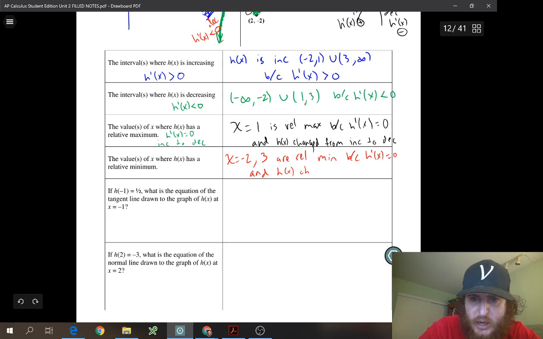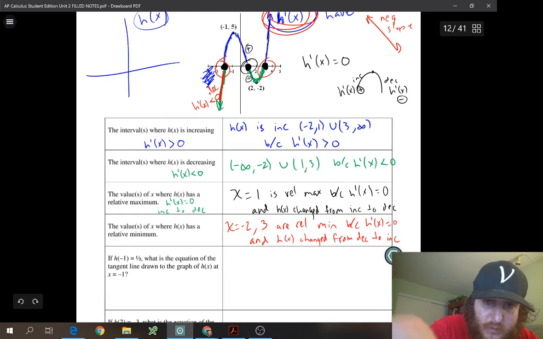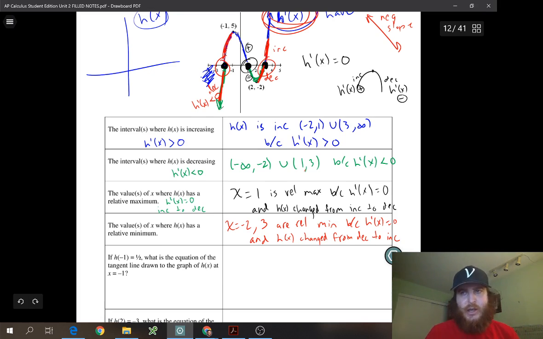So what happened? H of x changed from a decreasing slope to an increasing slope at those points, right? We were below the axis here, and then we came up above the axis. We were below the axis, decreasing. We came above the axis. We went from decreasing to increasing. Okay, I know this is tricky. We're going to do a lot of practice with it.